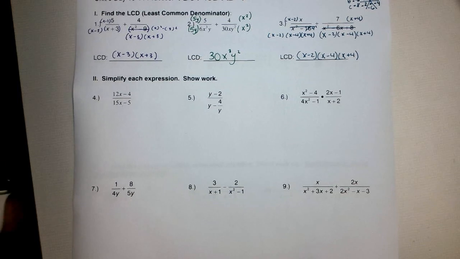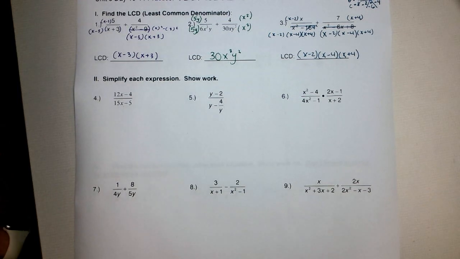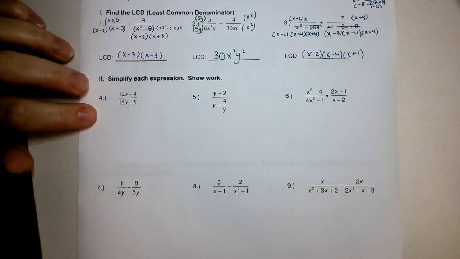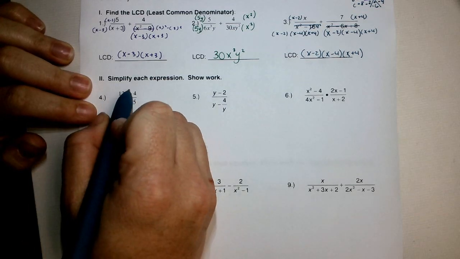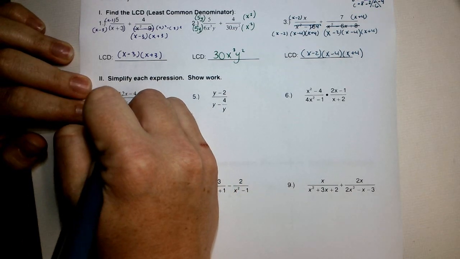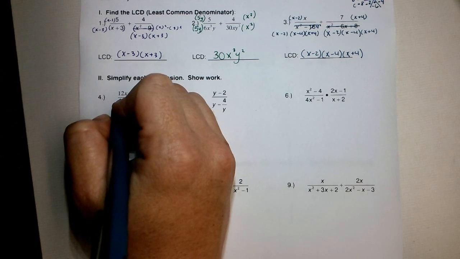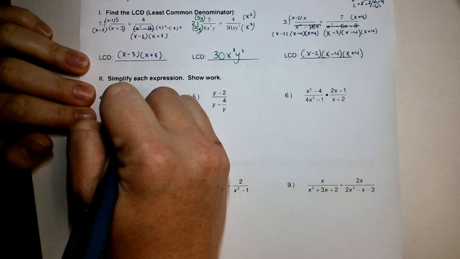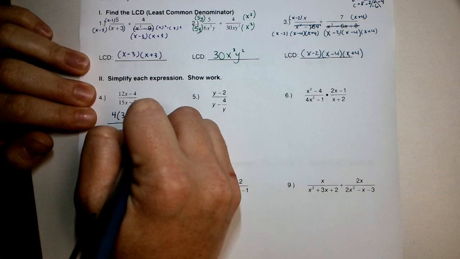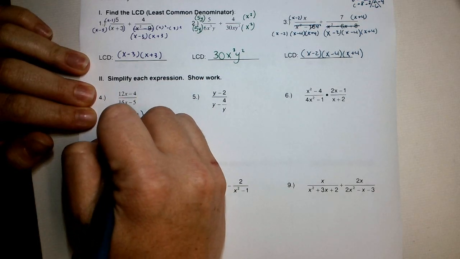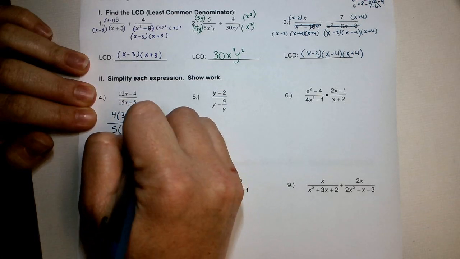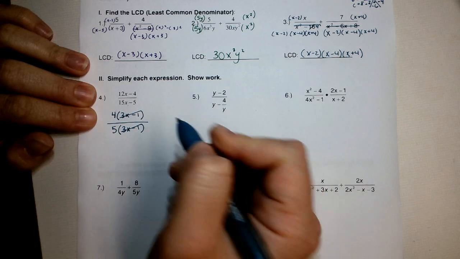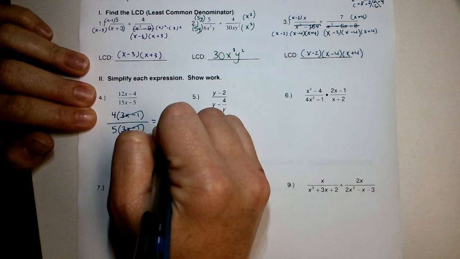Okay, so it says simplify each expression, show all work. Okay, this is super important because to get credit on your test, you have to show all your work. So looking at this one, remember we're going to start by just taking out the GCF. So 4 is my smaller number, and 4 does go into 12. So when I take that out, I get 3x minus 1 over, well, 5 goes into 15, so 5 is my GCF. 5 goes into 15 3 times, and there once. And then I can cancel. The 3x minus 1's cancel, and I get 4 over 5.